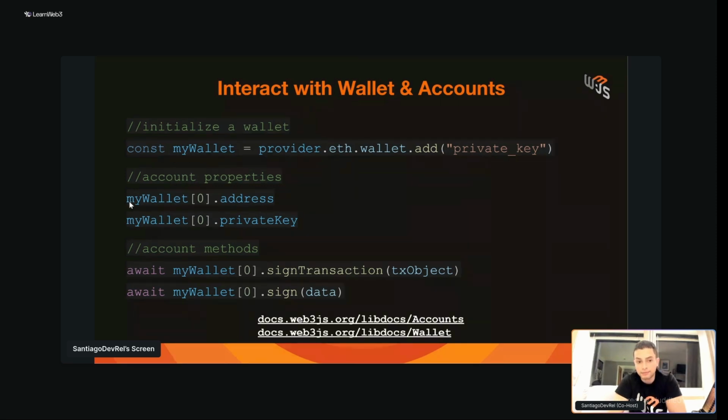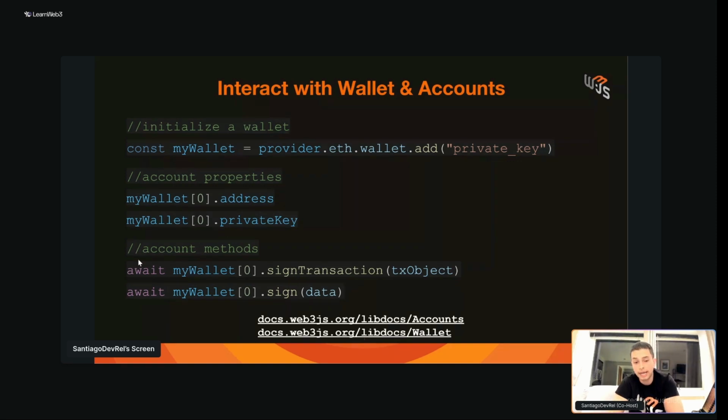And then if you type myWallet in the position number 0 .address, you will get the address of that account, or the same with privateKey, you will get the private key of that account. And then if you use provider.eth.wallet.add again, you will be able to add another account to the wallet. So that wallet can hold several accounts, but in this case, we just need one.